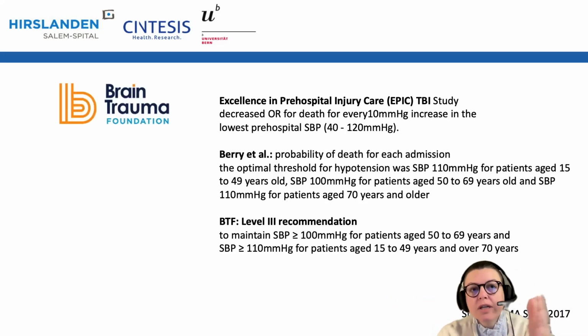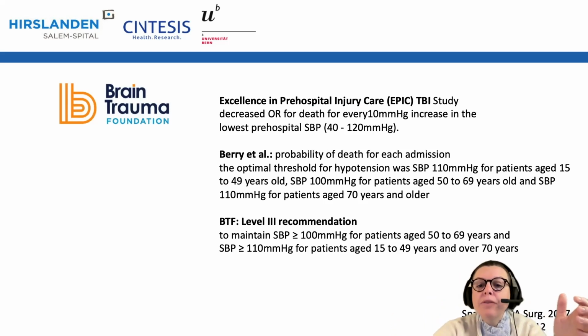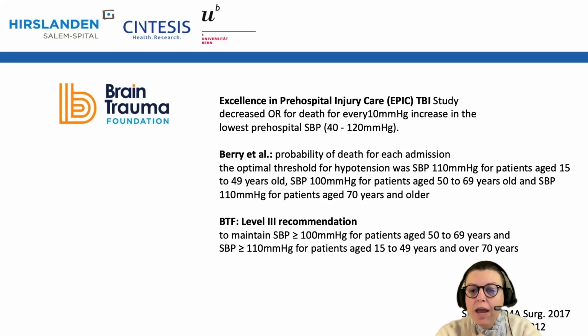So it's not just the index itself. There is a direct correlation with blood pressure and perfusion pressure in TBI. First of all, there is the Excellence in Prehospital Injury Care, the EPIC TBI study. They had a cohort of about 4,000 TBI patients, and they found a decreased odds ratio for death for every 10 millimeters of mercury increase in the lowest prehospital systolic blood pressure.